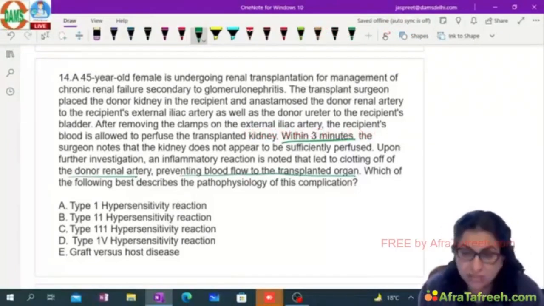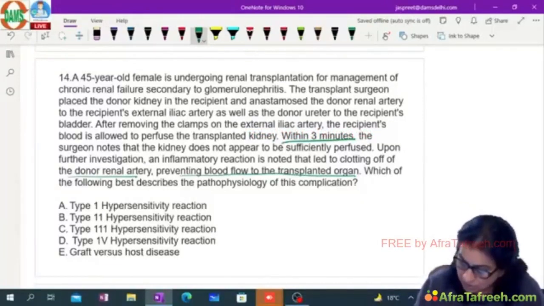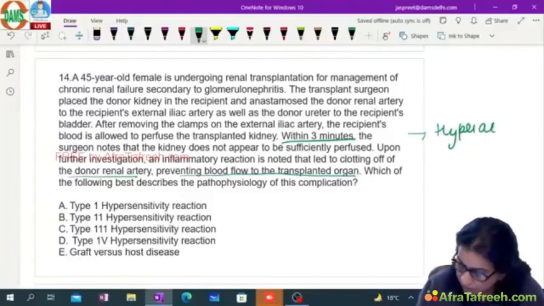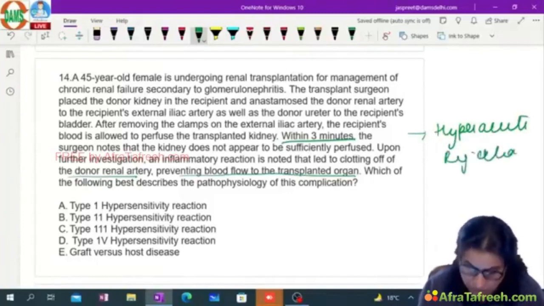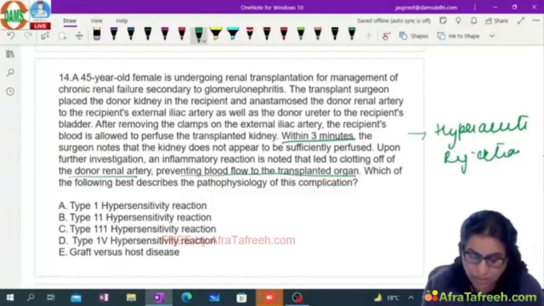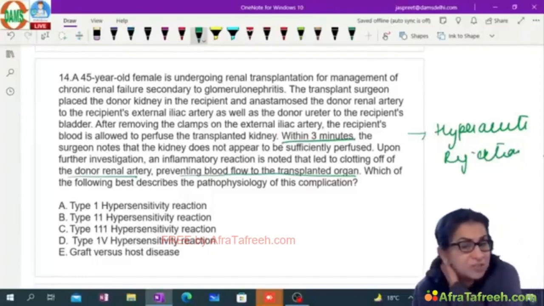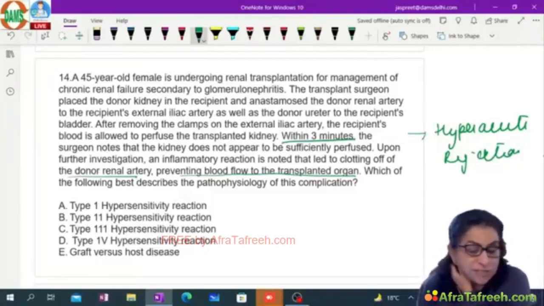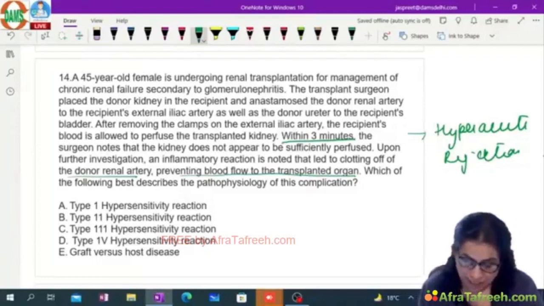So what are we talking about here? This is happening on the operation table itself. Within 3 minutes, this is happening. So what is this? This is hyperacute rejection. And hyperacute rejection is which hypersensitivity reaction? I've just covered it. So which hypersensitivity reaction?